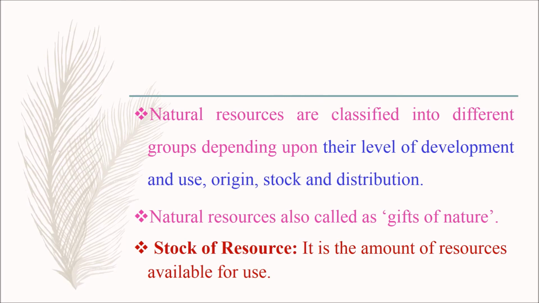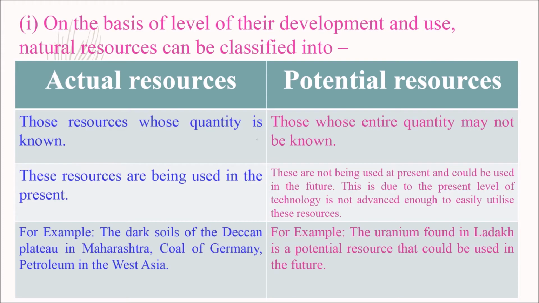So what is meant by stock of resource? It is the amount of resources available for use. The first one is on the basis of level of their development and use. Natural resources can be classified into two. The first one is actual resources and the other one is potential resources.